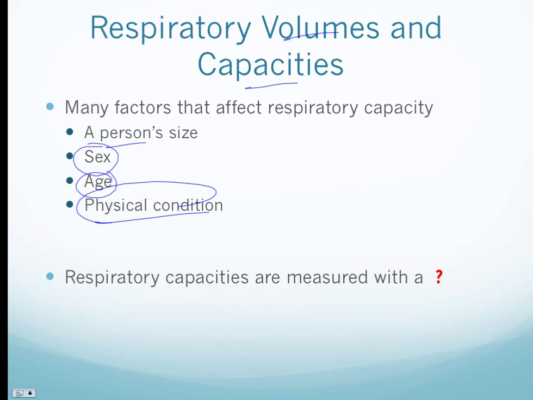How can we measure how much air we can take in and out of our lungs? We can do that using a spirometer. And this is something you should also do, and you will probably do in lab if you take Bio 130.